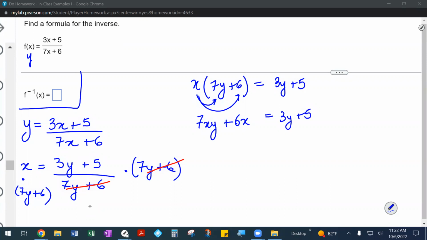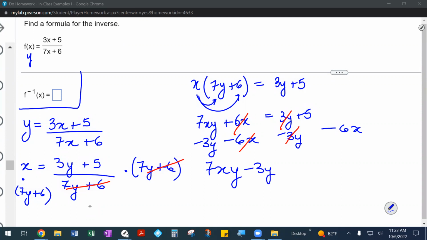Now, like I said, the goal is to get those two y terms together so we can isolate the y. So we can go ahead, probably subtract the 3y, bring it to the left, and take the 6x and move it to the right. So we'll subtract the 6x and move it to the right, subtract the 3y and bring that to the left. So then 3y cancels out on the right hand side, 6x cancels out on the left hand side. And we will be left with 7xy minus 3y on the left hand side. Right hand side, we will have positive 5 minus 6x.